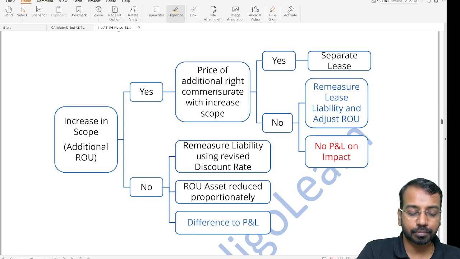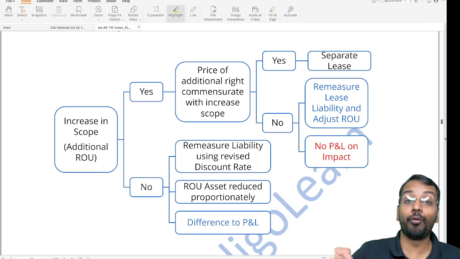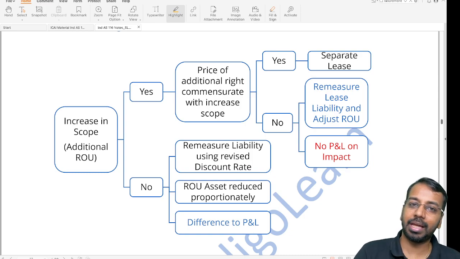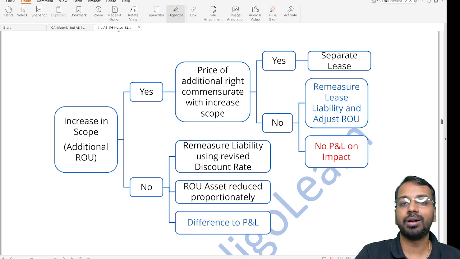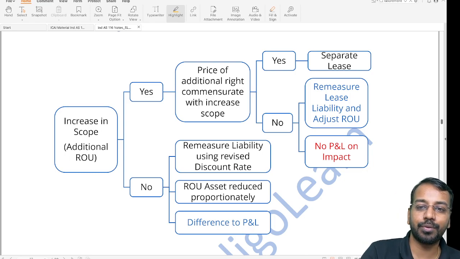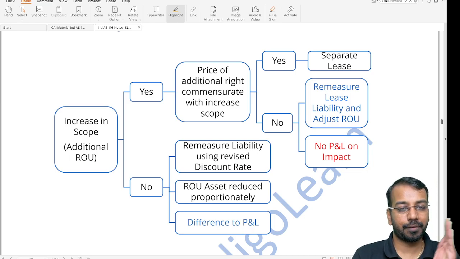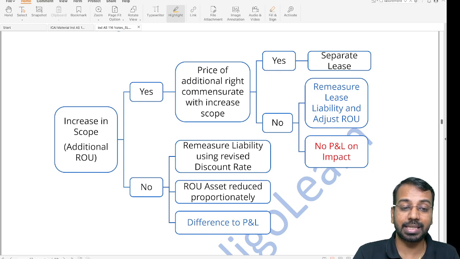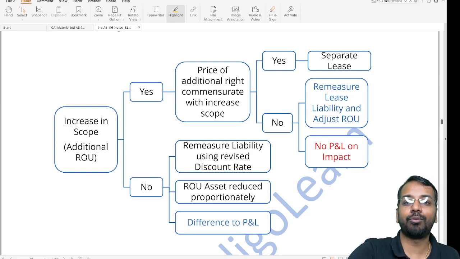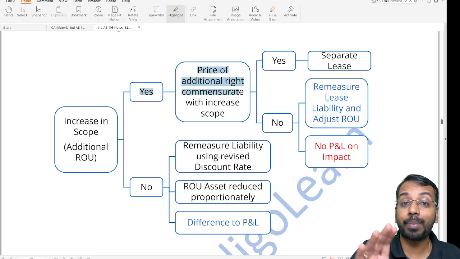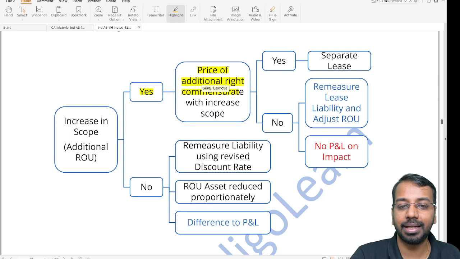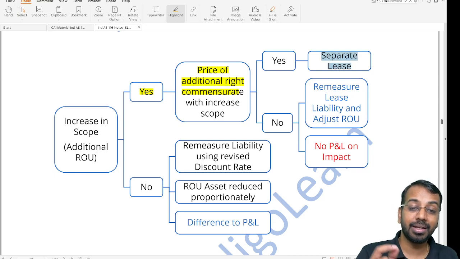Sometimes the owner may say, for two floors whoever takes I give 5% discount. So that is also a price which is commensurate with the scope. If I get some discount which is generally prevailing in the market for taking a larger area, that also is called price is commensurate with the increase in scope. Now, first you have to check whether there is an increase in scope. If the answer is yes, which also means that if it is a reduction in scope, this accounting will not apply. We will use the accounting here. If there is an increase in scope and price is commensurate, then it is a separate lease. No problem at all. It is a separate lease.